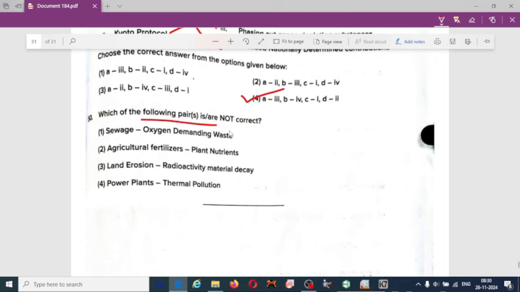Which of the following pairs are not correct? Sewage, oxygen damaging waste; agriculture, fertilizers, plant nutrition; land erosion; radioactivity material decay, power plants, thermal pollution. Sewage is related to oxygen, agriculture is related to plant, land is not the correct option. Radioactivity material decay, power plants, thermal pollution. So option 3 is not the correct pair. Option 3 is the correct option.